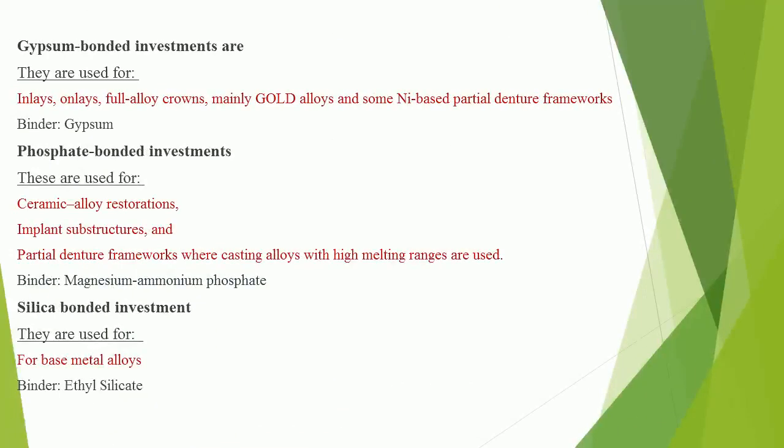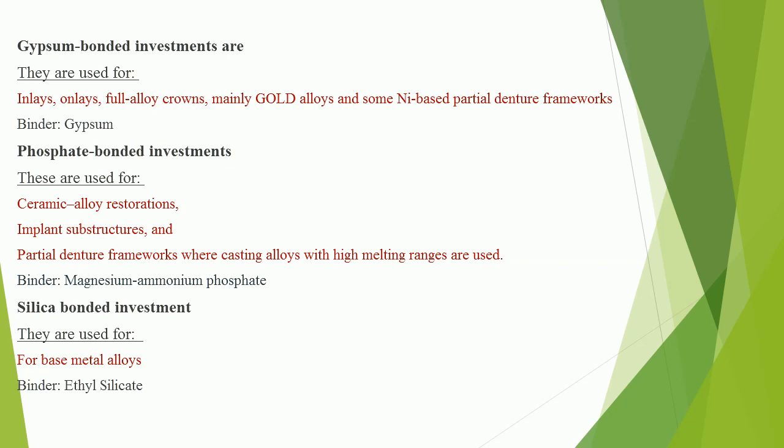If you look at these investment materials individually, the gypsum bonded investment materials are used for inlays, onlays, full alloy crowns, but mainly gold alloys and some nickel based partial denture frameworks. And in this case, the binder is gypsum.